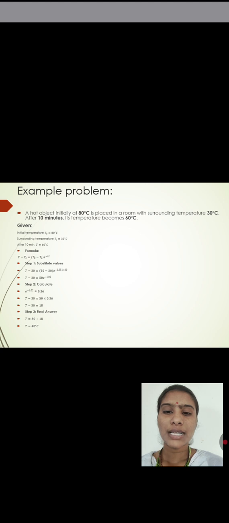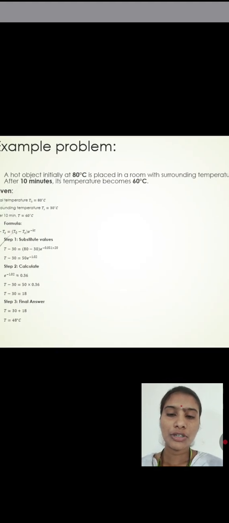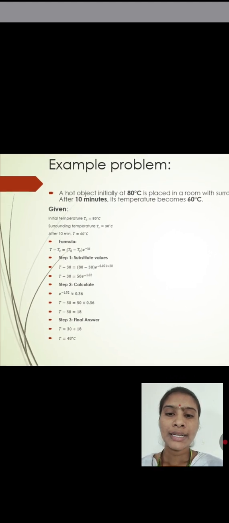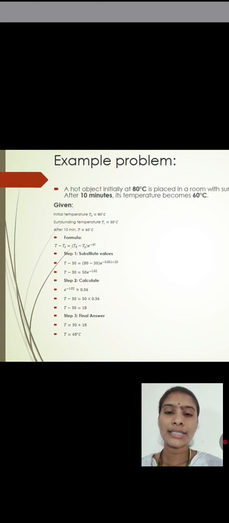Step 1. Substitute values in the equation. T - 30 = (80 - 30) e^(-0.051 × 20). T - 30 = 80 - 30, which means 50, into e^(-1.02). Step 2. Calculate the values. e^(-1.02) is approximately equal to 0.36. T - 30 = 50 × 0.36. T - 30 = 18.